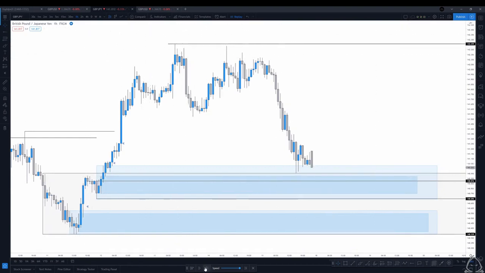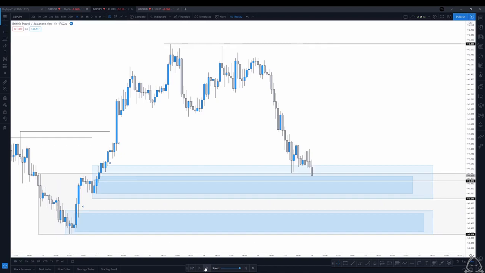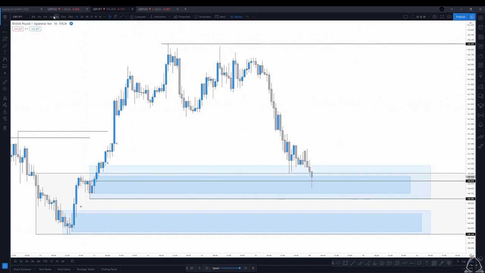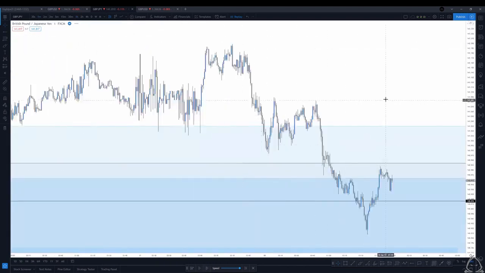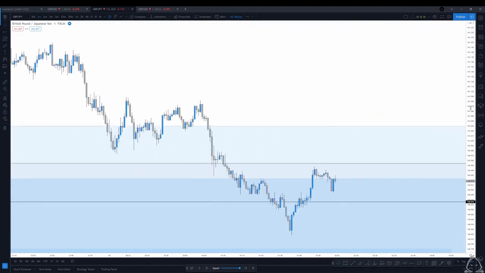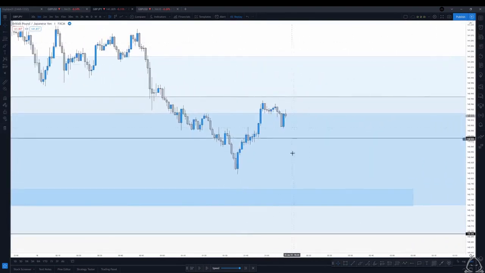So what we'll do is play price forward just a little bit. We'll go candle by candle and just wait for price to tap in. What we can see is we've tapped into our first area of interest, and what I'm going to do is go down to the 1-minute time frame. We're going to look at structure and see, do we get an entry?